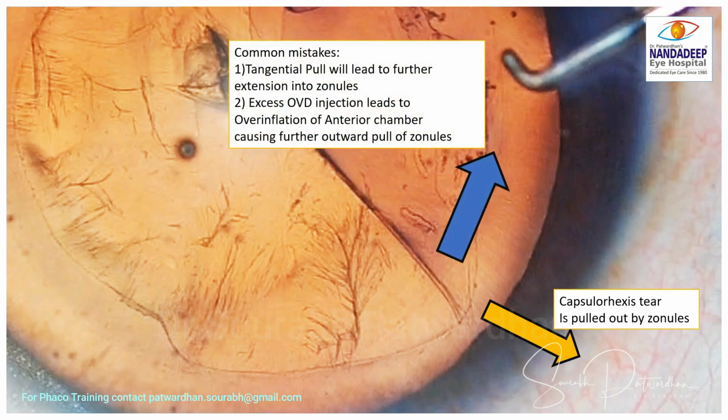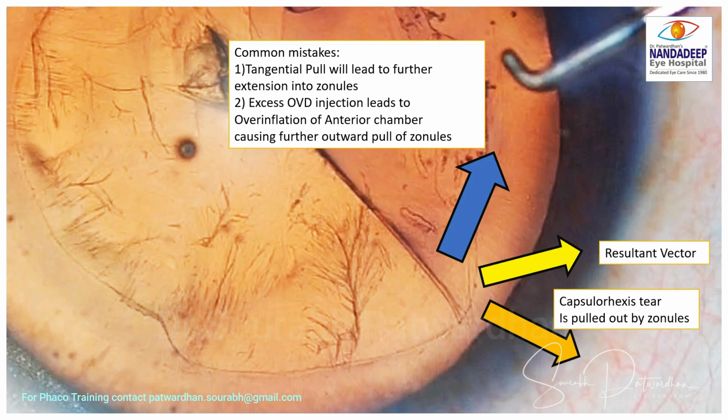But the first common mistake done is pulling it tangentially, which is more intuitive when we are doing capsulorhexis, but then the resultant vector is still outward, and that's why we find the capsulorhexis tear still going outward when you are pulling this capsulorhexis tear tangentially and not centripetally. So understanding the play between these forces is very important to bring the capsulorhexis back inside.